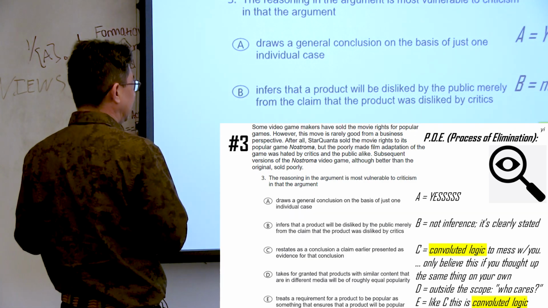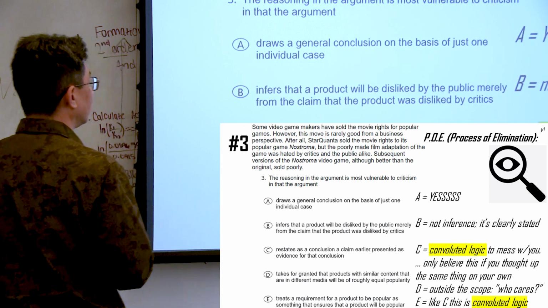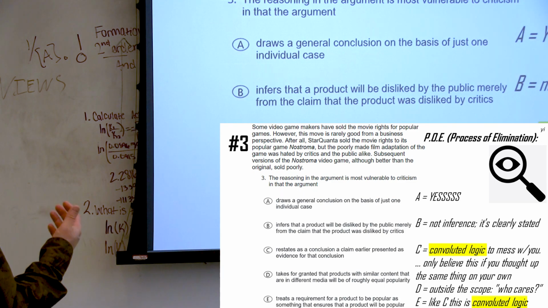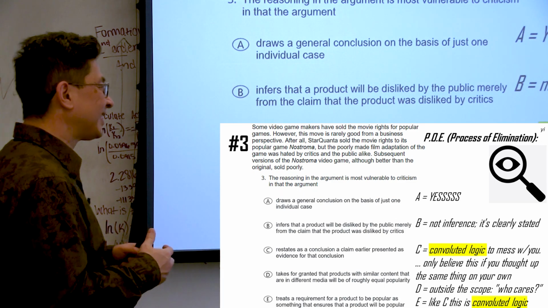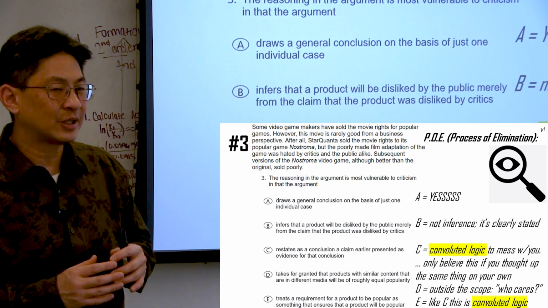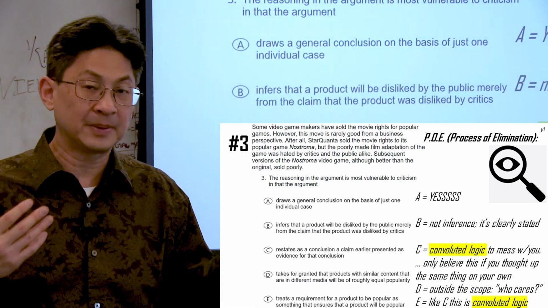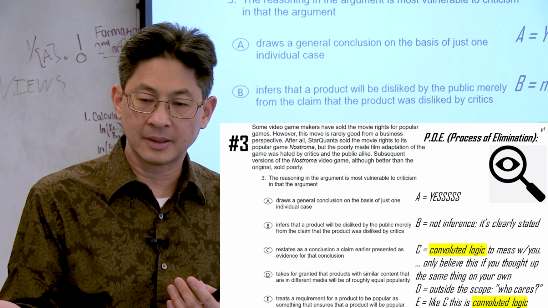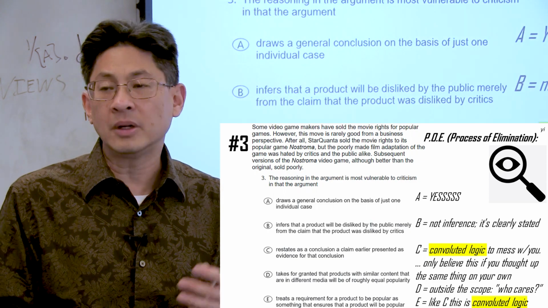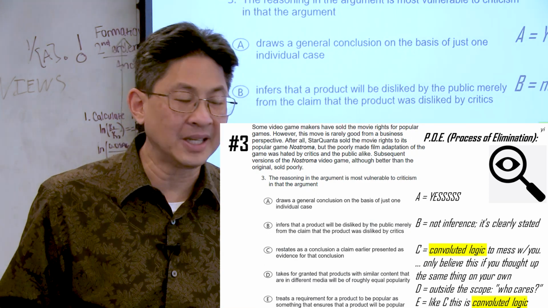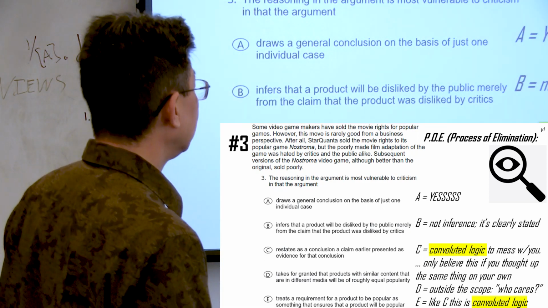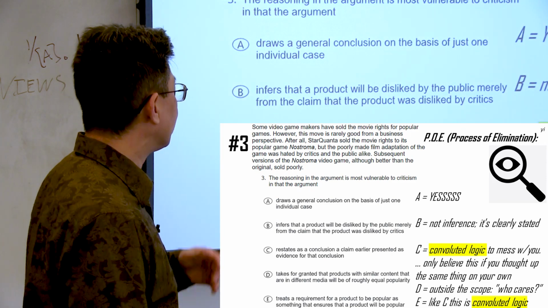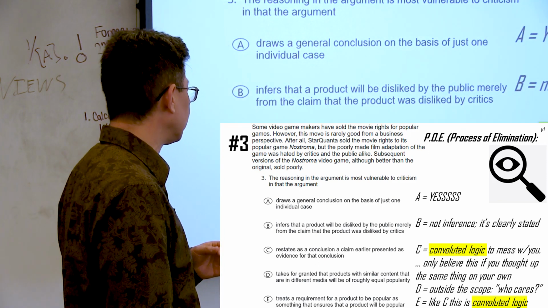Now, for answer choice B, it says, infers that a product will be disliked by the public merely from the claim that the product was disliked by critics. And I would answer that that is not inference. It is actually clearly stated. Those are two opposite things. If you're inferring something, you are not stating it directly. But if you have stated something directly, you are no longer inferring. You are coming right out and saying it. So B is actually incorrect. C says restates as a conclusion a claim earlier presented as evidence for that conclusion.